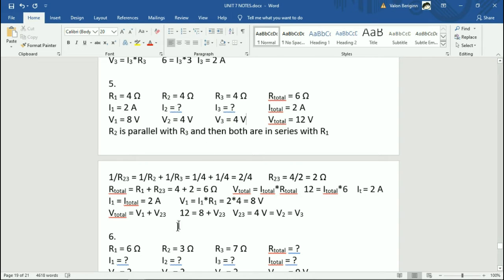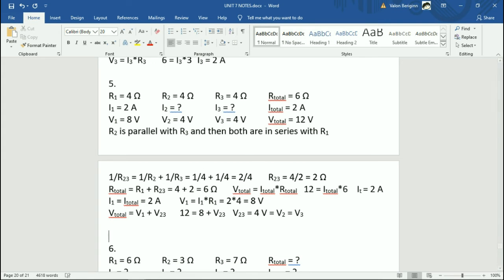And now we can solve for I2 and I3. So we have V2 is 4, which is I2 times R2. Therefore, I2 equals 1 amp. And we can just copy this entire line over again because it's the same numbers, now for V3 and I3. Because it's all the same.